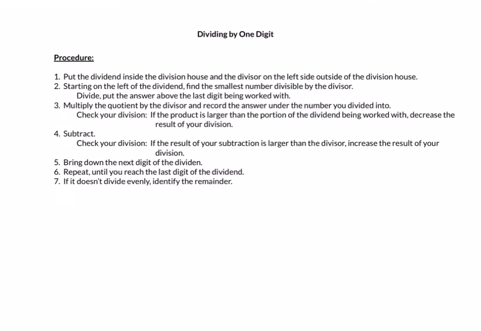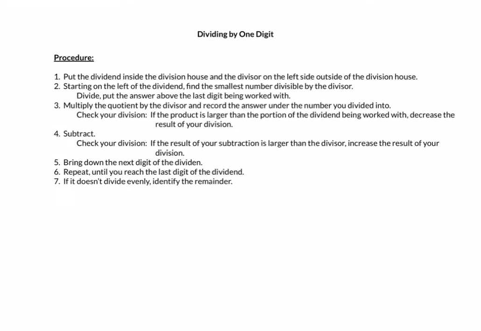From there, we want to subtract. We also want to do another quick check of our division. If the result of your subtraction is larger than your divisor, then you didn't go big enough. You need to increase the result of your division. We want to bring down the next digit of our dividend, and we're going to repeat until we get to the last digit. If it doesn't divide evenly, we want to identify the remainder.